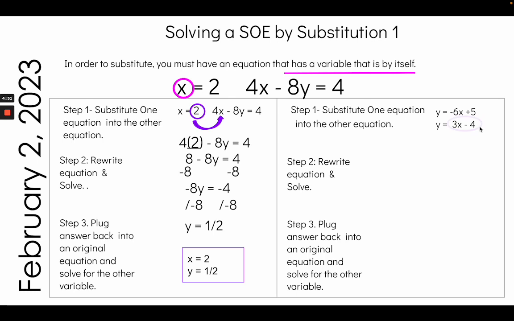So we're going to take the whole thing that it's equal to, and we're going to plug it right into that top y. Likewise, you could have totally taken negative 6x plus 5 and plugged it in the bottom y. Either way, they're both going to work. So after taking that 3x minus 4, plugging it into the top y, this is what we're going to get. 3x minus 4 equals negative 6x plus 5.